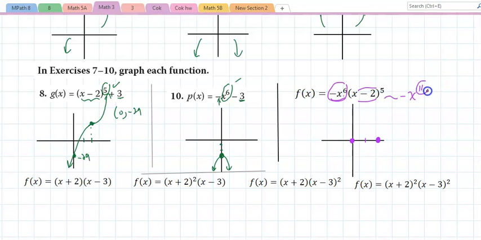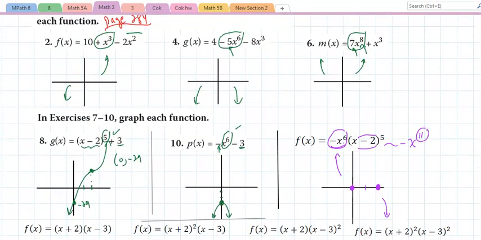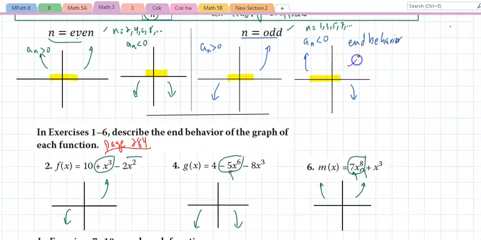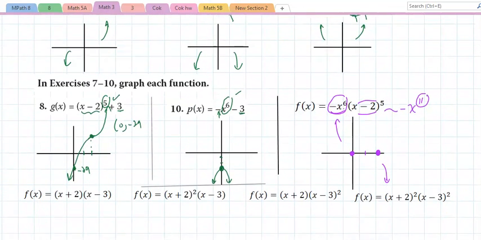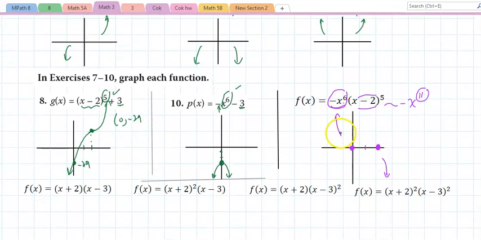If the power is odd and it's negative, doesn't that look like this? End behavior. A graph must cross through intercepts. So initially I was going to say it looks like this, and it's right here. But since the graph must cross the intercepts, it's going to cross this intercept and run through that intercept. Now, something that we didn't pay attention to is multiplicity.